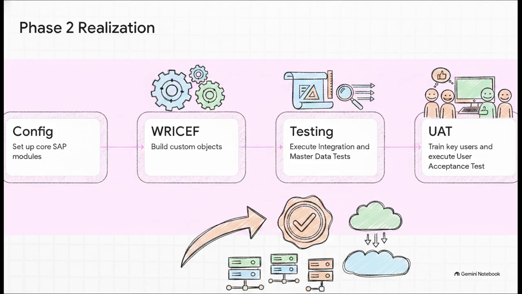We prep and execute integration test cases. And crucially, we train key users to run the UAT, or user acceptance test. This is where real users get their hands on the system, run test scenarios, and validate that the master data actually migrated correctly. And again, this ends with a mandatory sign-off before we are ever allowed to deploy.